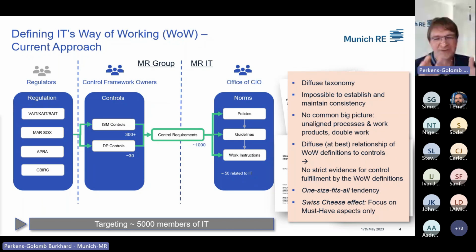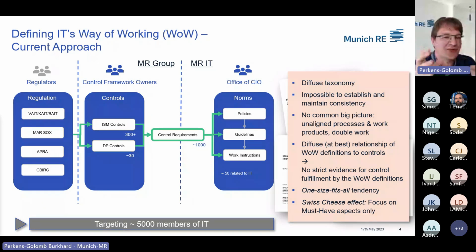But what's really hurting currently is we do not have a precise relationship between the control requirements and the described way of working in these Word documents. Of course, every Word document says, well, I'm addressing control 15 and 216 and 408. But then you have 50 pages in this Word document, and you do not really know which part precisely in this Word document addresses which control. That's really hard.